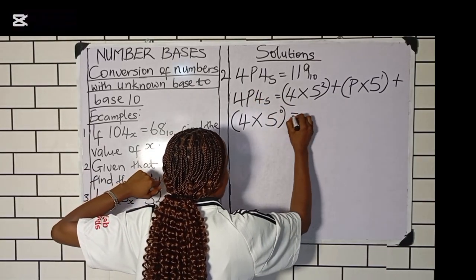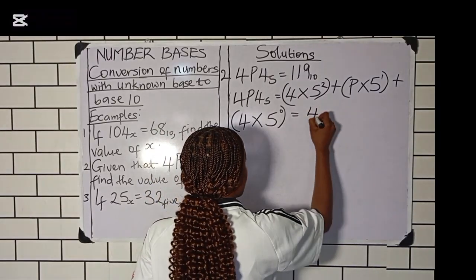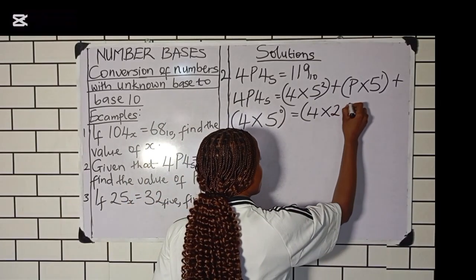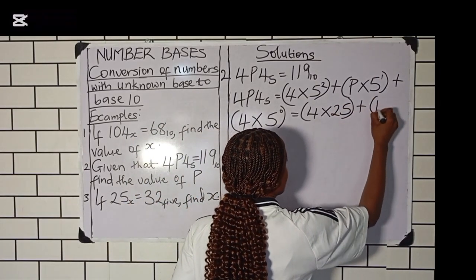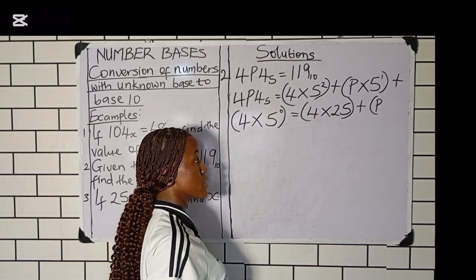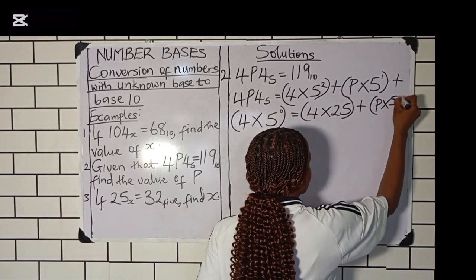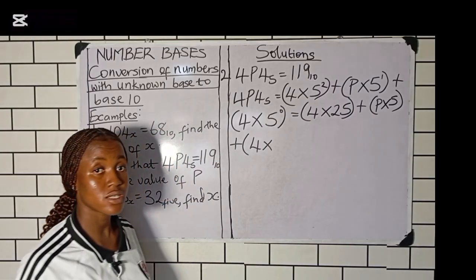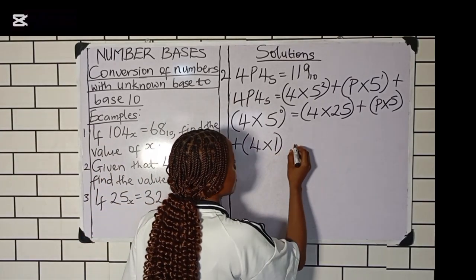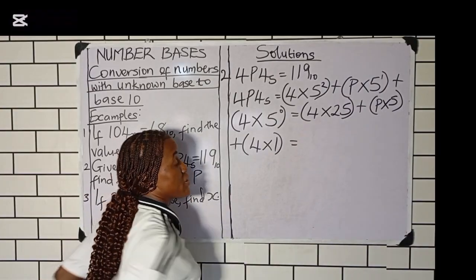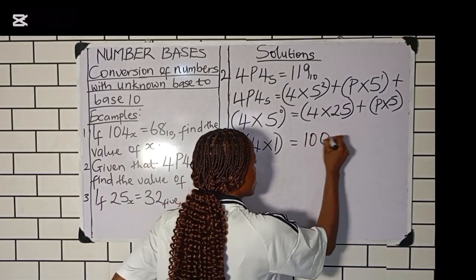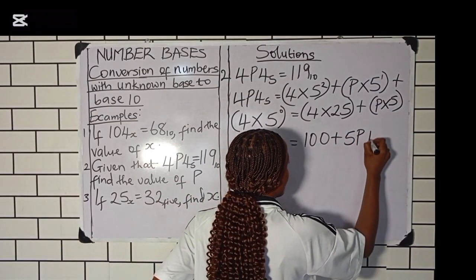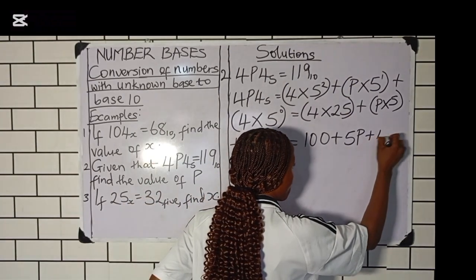This will give us 4 times 5 raised to power 2, which is the same thing as 5 times 5, which is 25. Have your 25 close bracket plus p times 5 raised to power 1. 5 raised to power 1 is the same thing as 5. Have your p times 5 close bracket plus open bracket 4 times 5 raised to power 0, which is the same thing as 1. This will give us 4 times 25 is 100. You write your 100. Here we have p times 5, which gives us 5p, plus 4 times 1, we have 4.